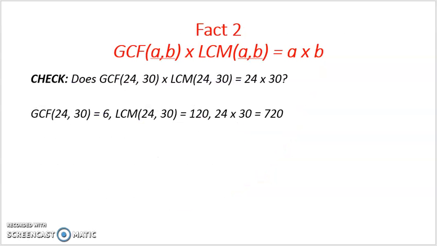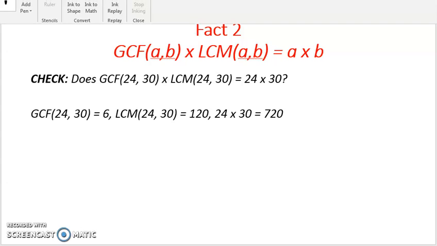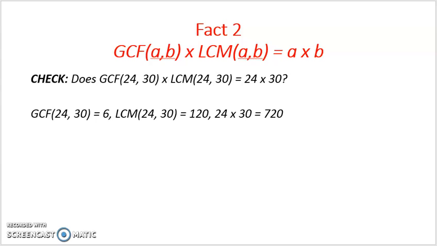The second fact that I'd like to delve into is a fact about the GCF and the LCM and how they're related. Fact 2 states that the GCF of two numbers, a and b, times the LCM of a and b equals the product of those numbers, a times b. Let's check that out with something that we've done.